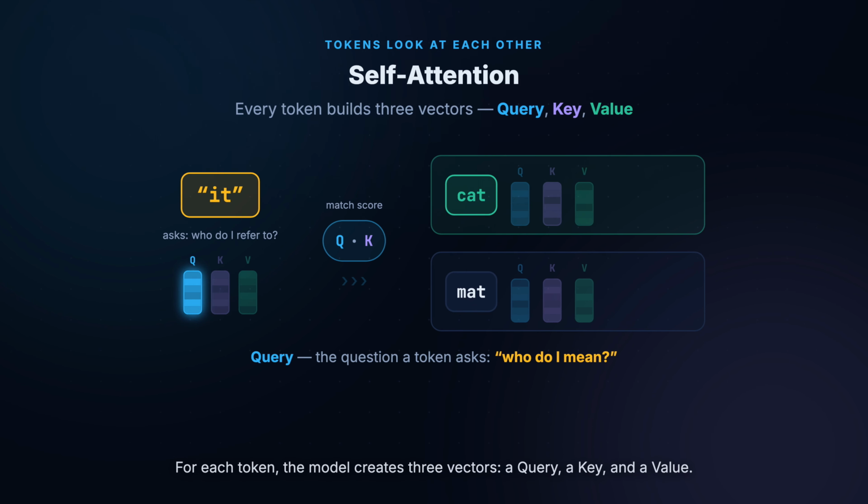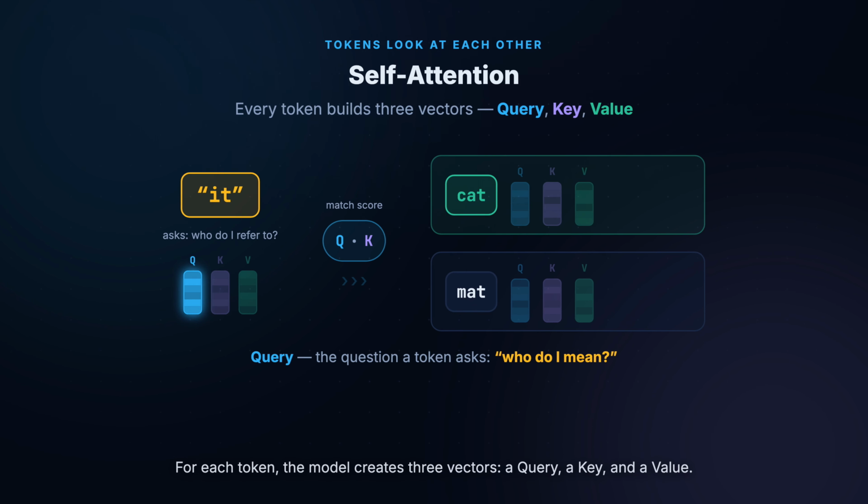To decide how much one token should pay attention to another, the model compares the query of one token with the keys of the others. A strong match means high attention. A weak match means low attention. Then the model uses those attention scores to blend the value vectors together.